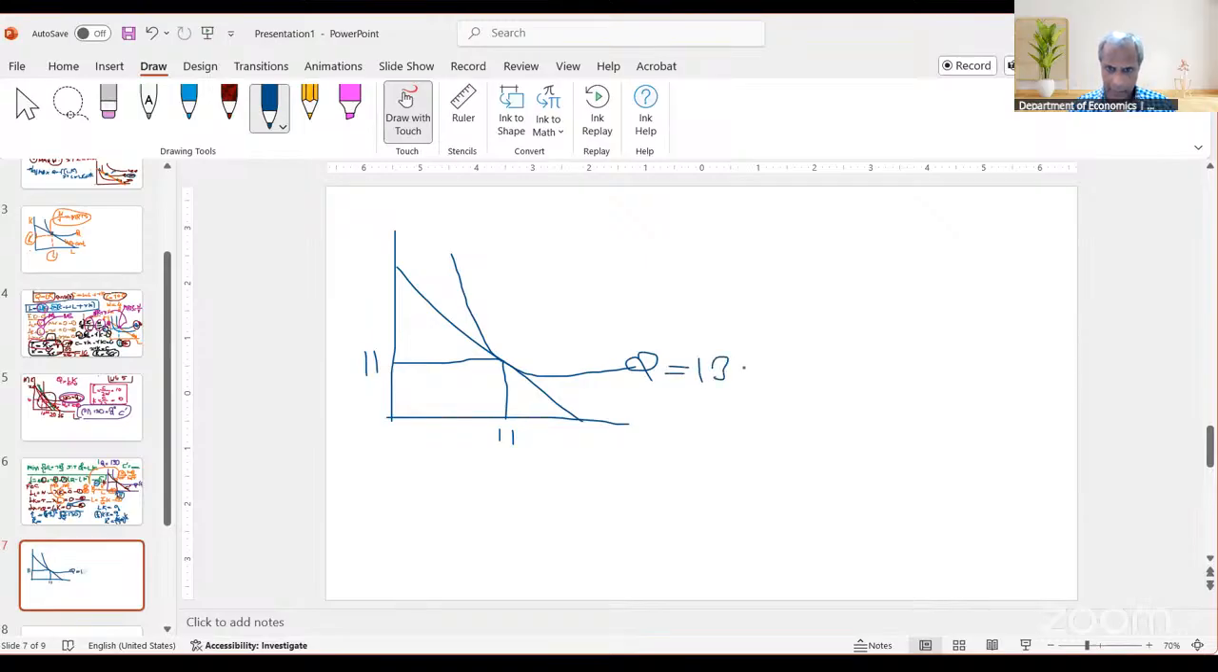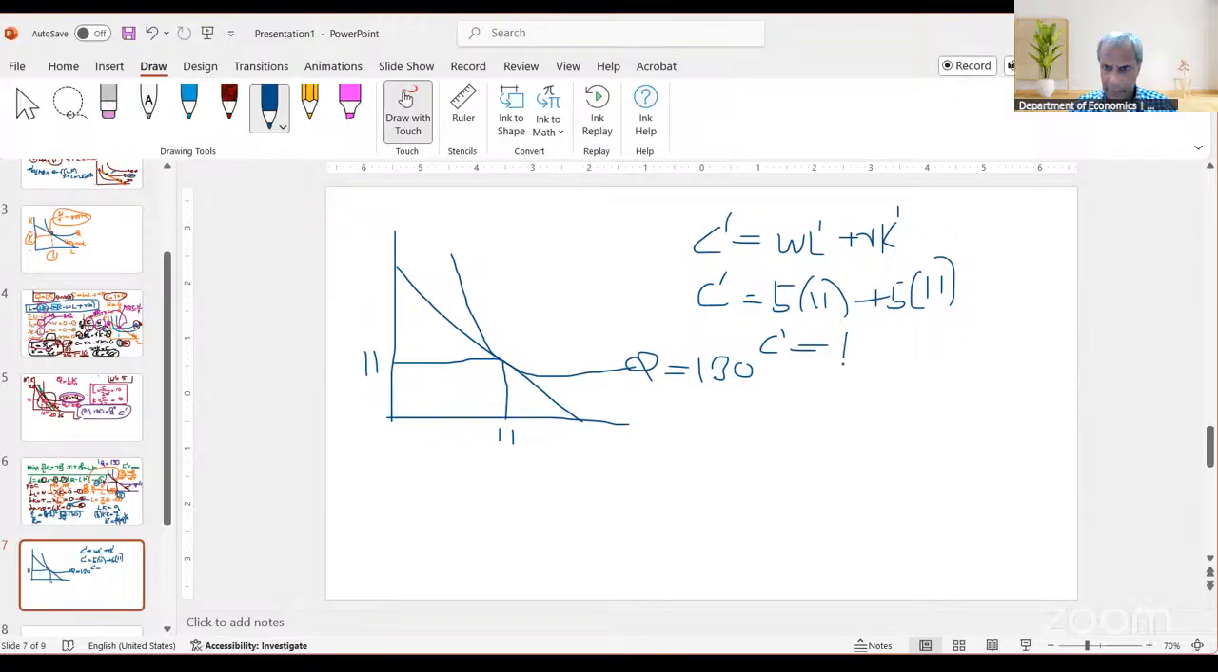The new cost, the budget, additional budget, you need W times new labor amount plus R times new capital amount, then you can find the new cost. W is 5, 11, plus R also 5, 11. So the new budget that you need is $110.